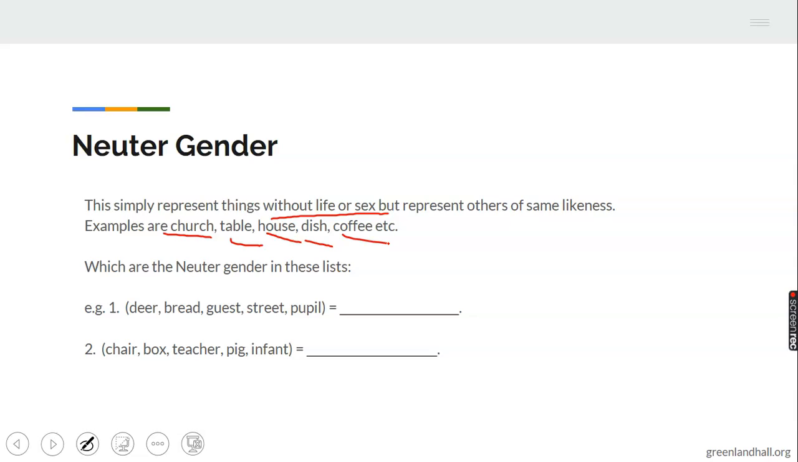Now look at this. Which are the neuter gender in this list? We have bread, we have guest, we have street, and then we have pupil. Which of them is neuter? Neuter means objects. No life, no sex. Let's consider them one after the other. This is deer. A deer is an animal. So it is not a neuter gender because it has life. This is bread. Bread is an object. It doesn't have life or sex. So bread is one.